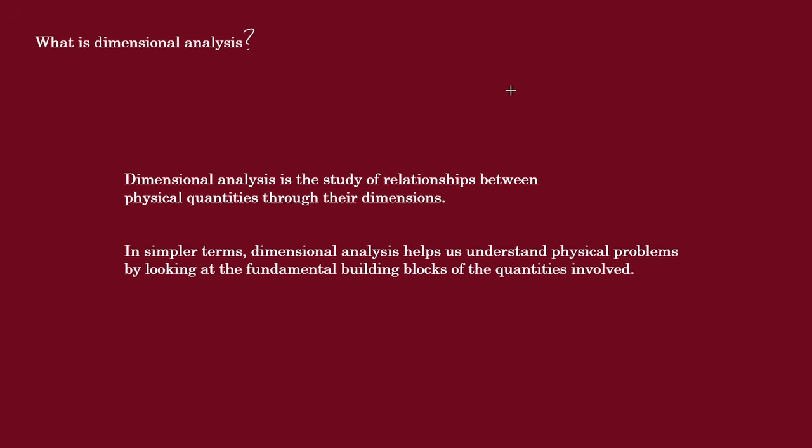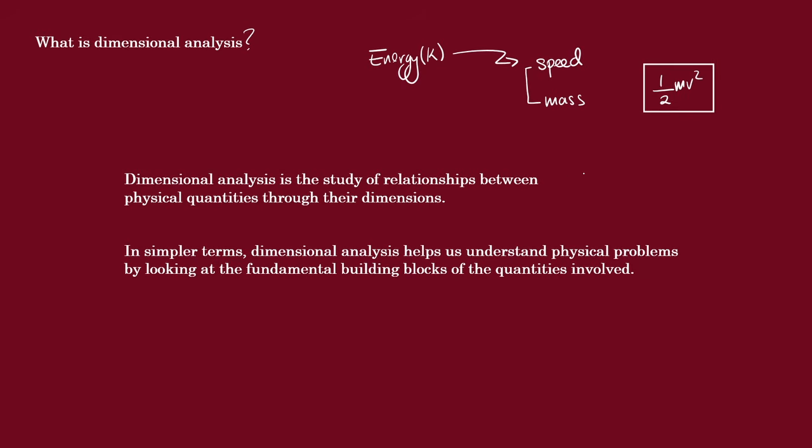Okay? So let's say we know things are made up of, we describe things by units, by dimensions. So let's say we've got speed. So we're trying to look at energy. So kinetic energy, okay? So energy, K for kinetic. So this may depend on speed and mass, okay? Since the formula for that is half mv squared. All right. So dimensional analysis will now help us study the relationships between these physical quantities through their dimensions.